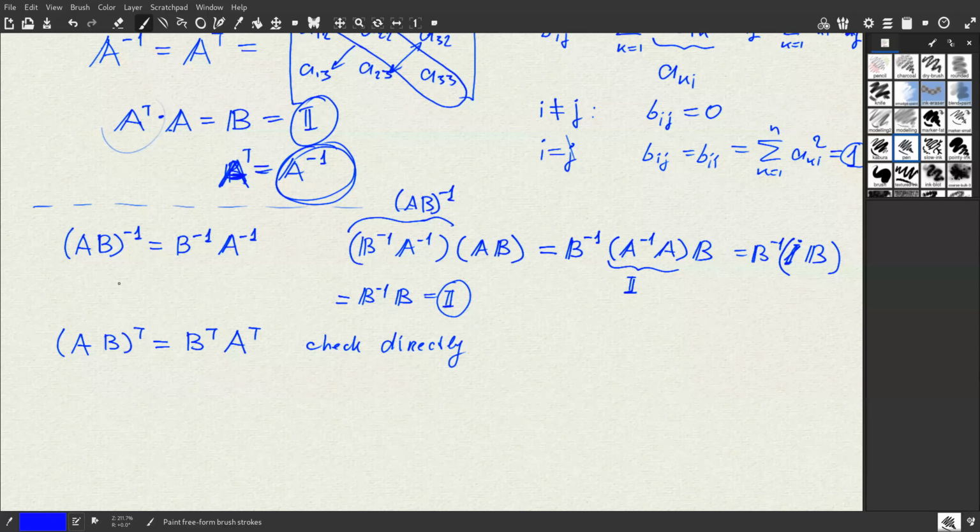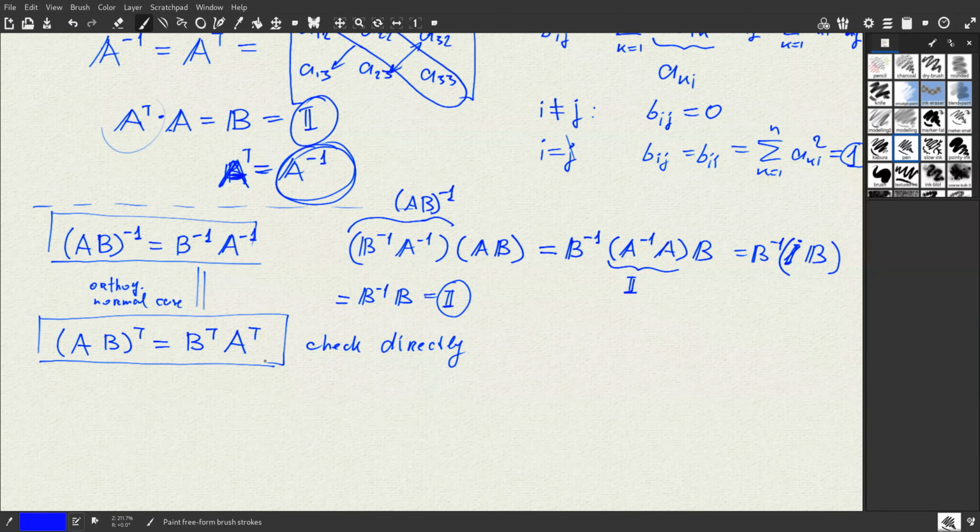So in the orthogonal case, where transposition means inverse, these two formulas are also valid. In general, each of them is valid on its own, but for the orthogonal case, we really have that inverse is the same as transposition. And in that case, we would be able to say that they are equal. Orthogonal, normal case. But in the general case, each of these two formulas holds on its own.